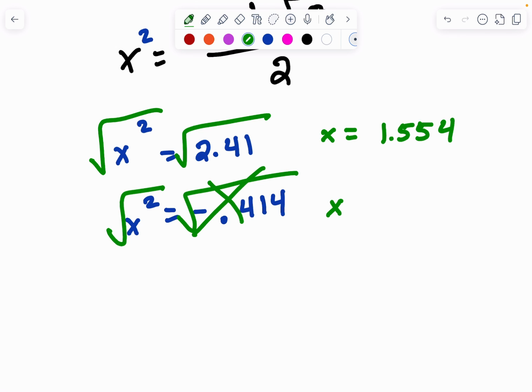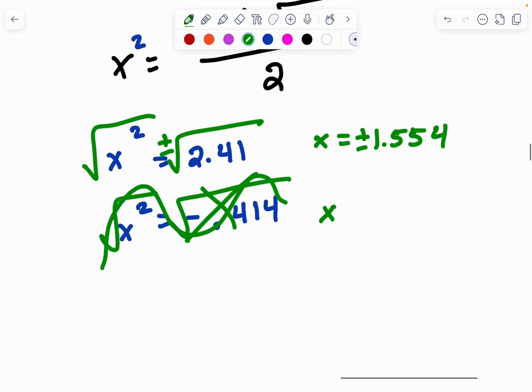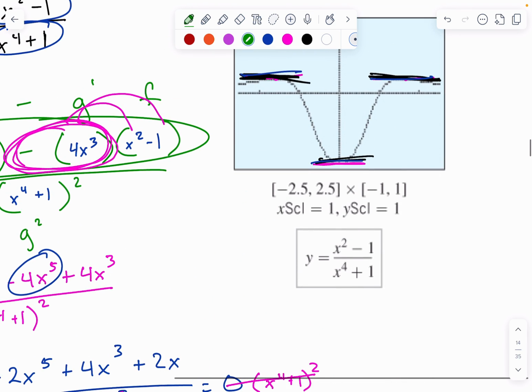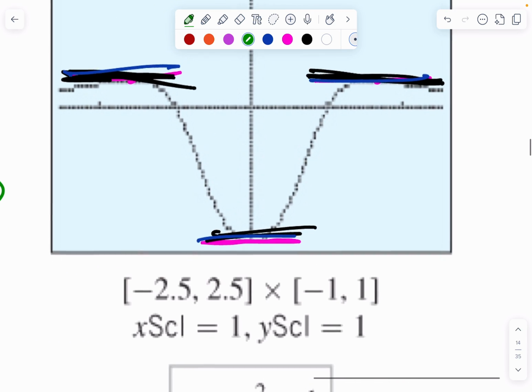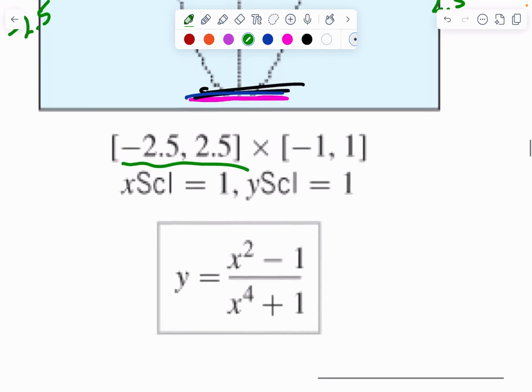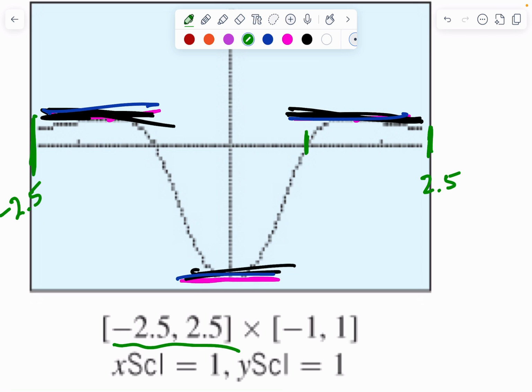And we can't take the square root of this guy because he's negative. Oh, but wait, this should be plus and minus. So plus minus 1.55. Right? Because we can't take the square root of a negative, this one drops out, and we can't do that one. Okay? So we get plus minus 1.554. Let's see if that's where he's at up here. They said our scale is going from negative 2.5 to positive 2.5. Okay? And so that means 1 was right here, 2 was right here. We said about right there is where he's going to cross, and about right there is where he's going to cross. That looks like a 1.55 and a negative 1.55.